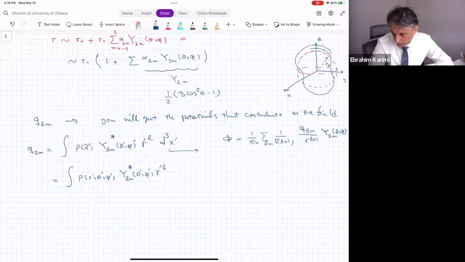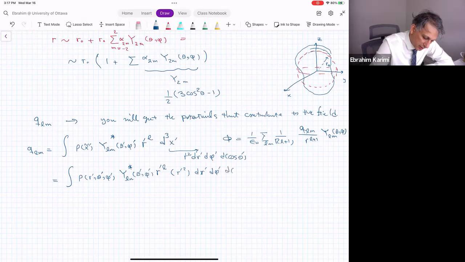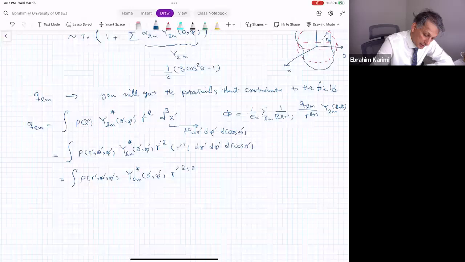So how do we write that? As we discussed last time, it will be r prime power of 2, dr prime, d theta prime, d phi prime, d of cosine of theta prime. Okay, that is the volume that we have in spherical coordinates. So then we have r prime power of 2, dr prime, d phi prime, d of cosine of theta prime. Okay, so I will keep the integral of rho of r prime, theta prime and phi prime. Then I have YLM of theta prime and phi prime, r prime power of L plus 2, dr prime, d phi prime, d of cosine of theta prime.